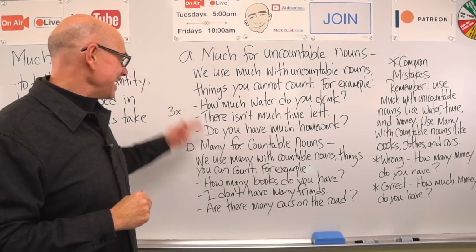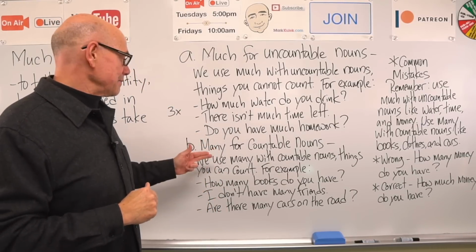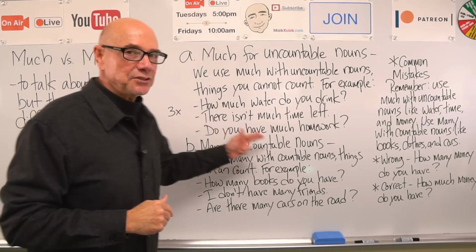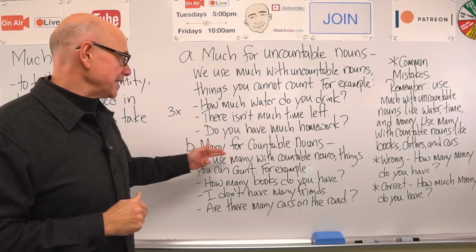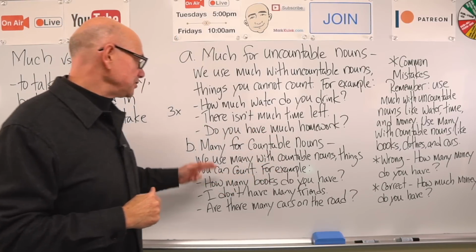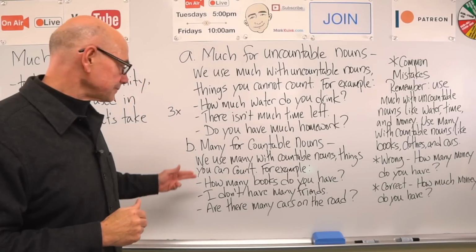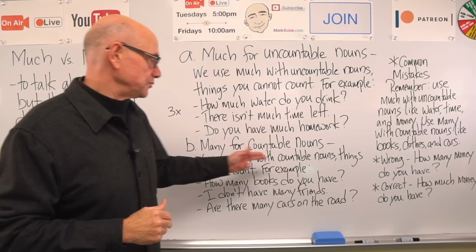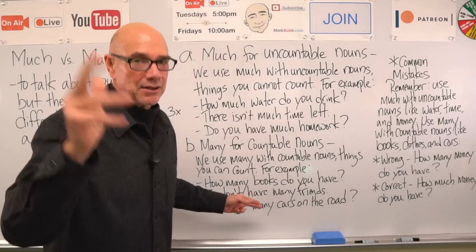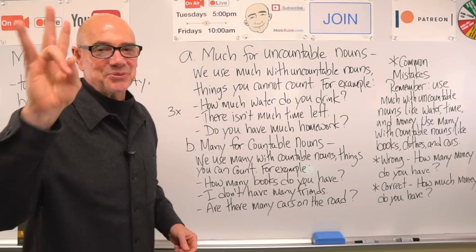Okay, good. Now for many. We use many for countable nouns. We use many with countable nouns, things you can count. For example, how many books do you have? Books is our countable noun. Let's say the sentence 3 times.